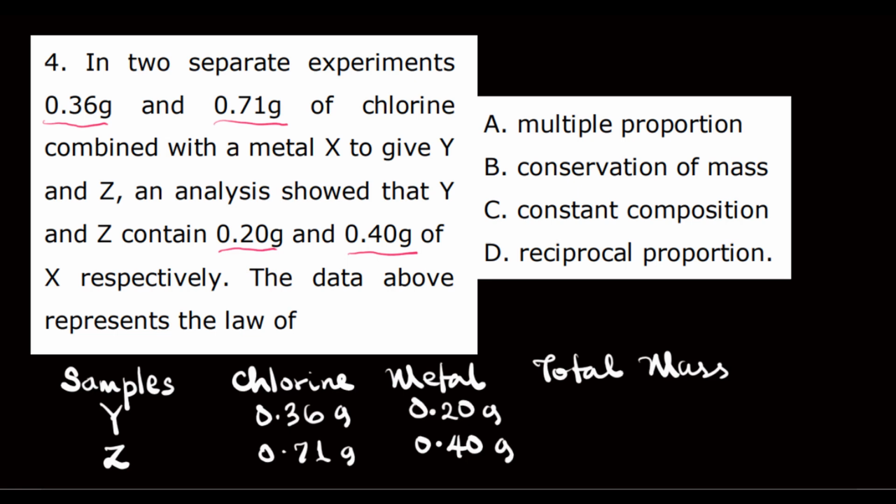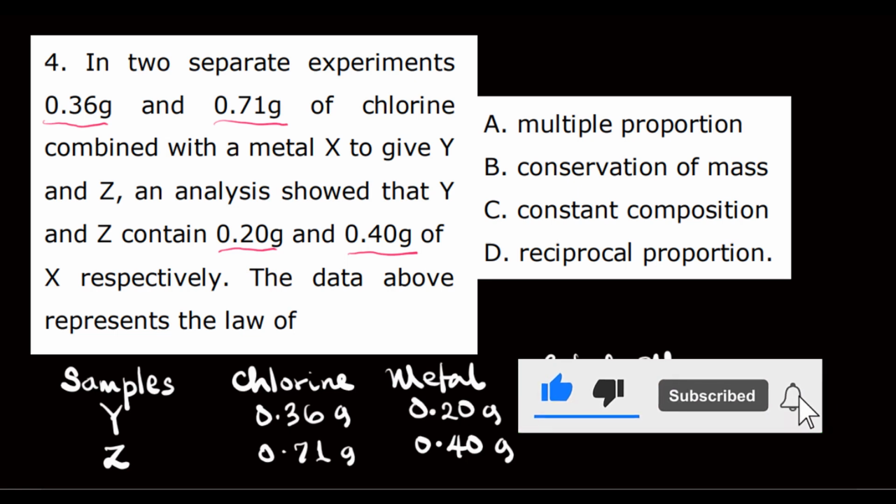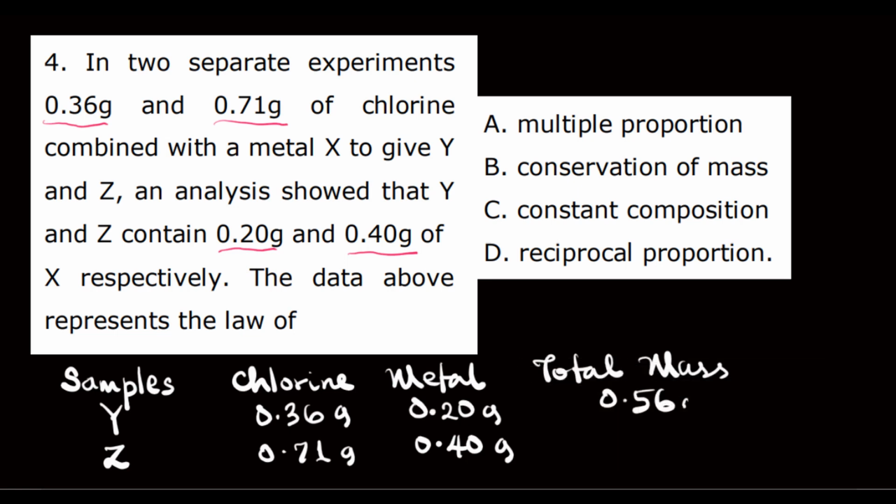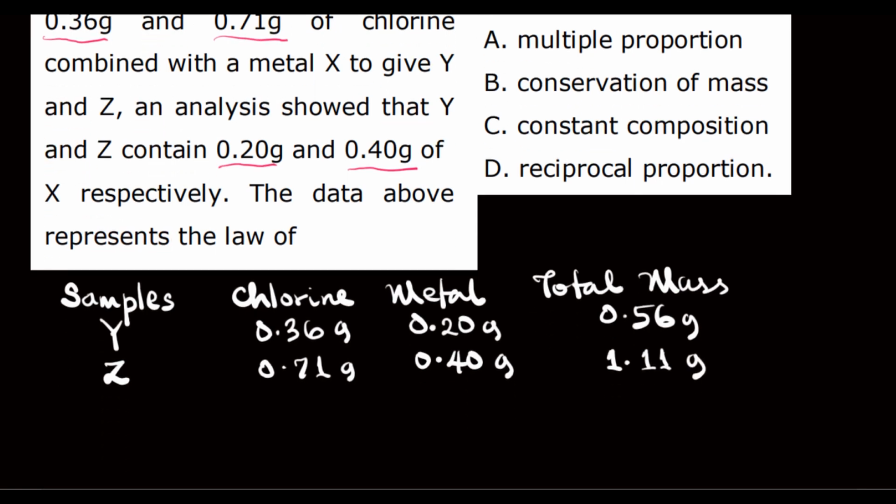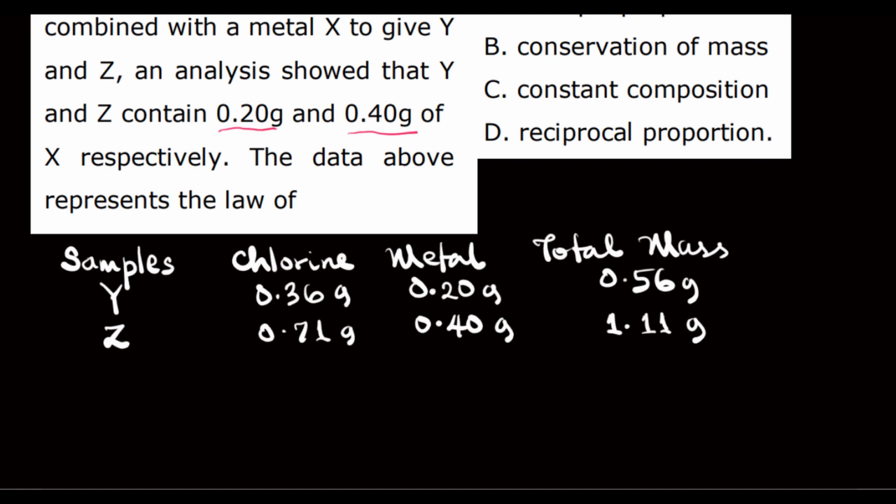Now, what's the mass of sample Y? Sample Y is 0.56 grams, while sample X is 1.11 grams. Okay, let's see. Now, I'm suspecting that it will be the law of definite proportion, since the masses of both chlorine and the metal vary in both samples, right? Had it been that the mass of chlorine was fixed, or the mass of the metal was fixed, and the masses of chlorine varied, right? Then it could have been the law of multiple proportion.